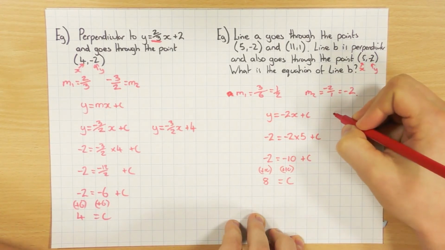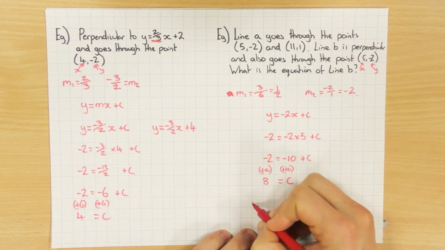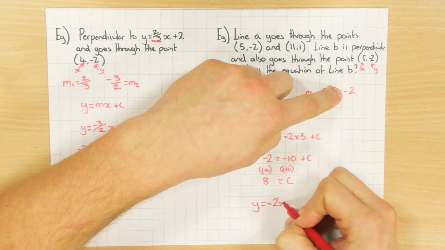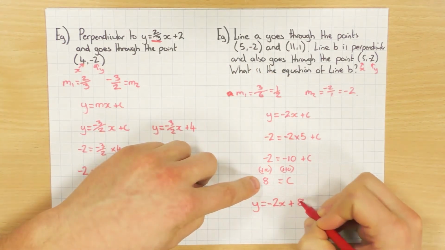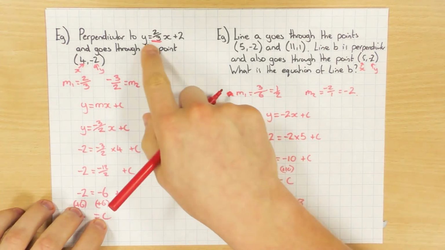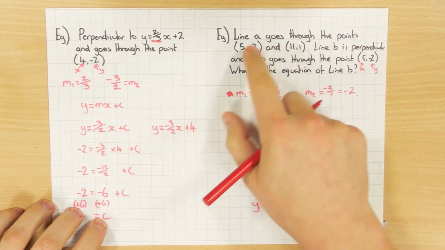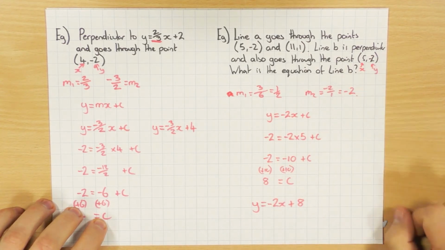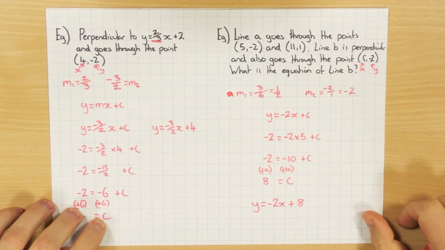Don't forget to go back and put it all together. Well, I'll put it down here. So y equals the gradient, which was found, -2x plus 8. Okay, so that's what to do if you haven't been given the equation of a line. We've got 2 coordinates, find the gradient of that one, then find the perpendicular gradient and substitute it in with that point, and you're in business.